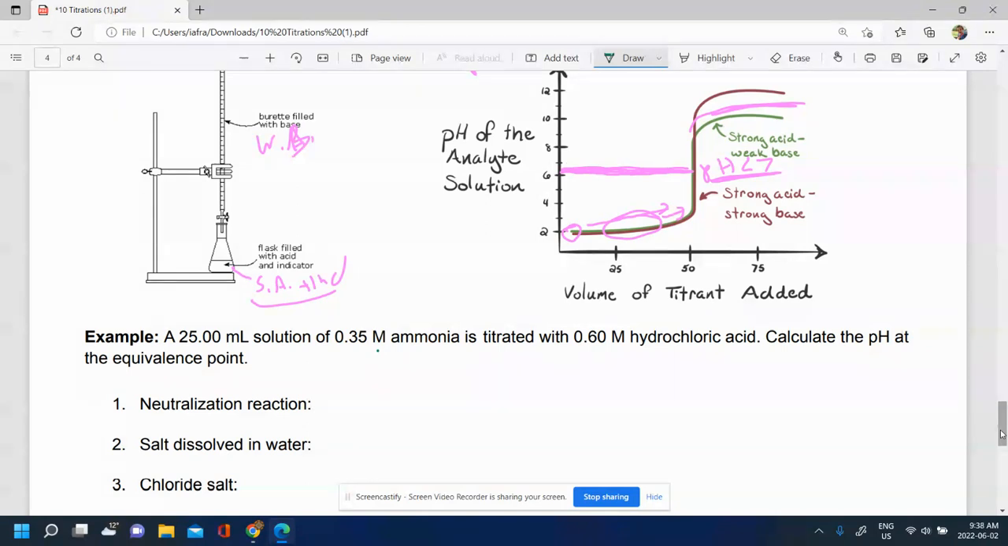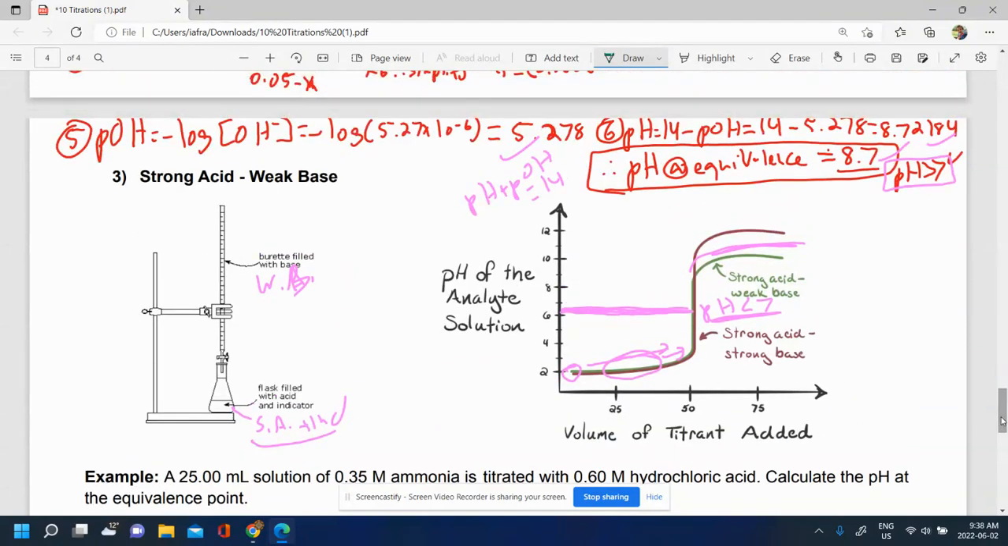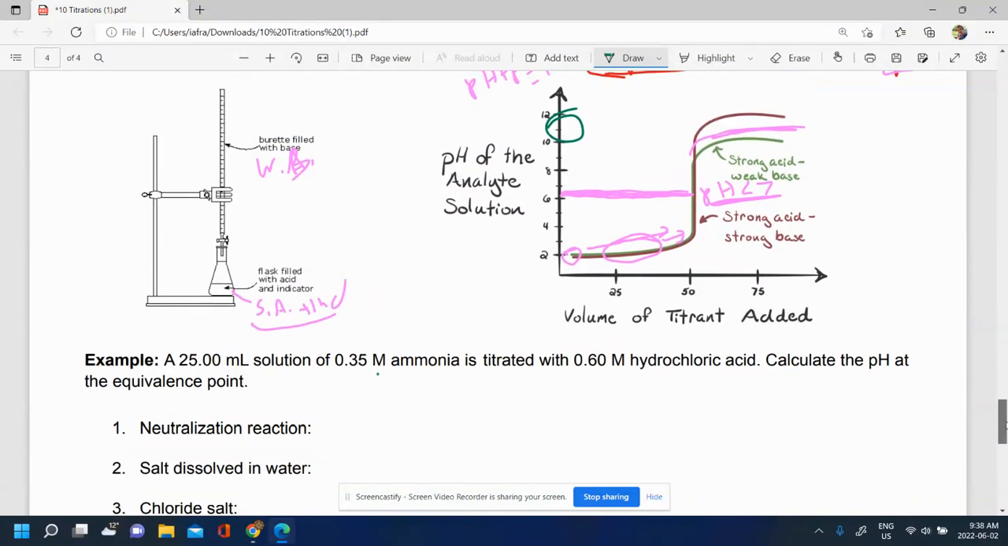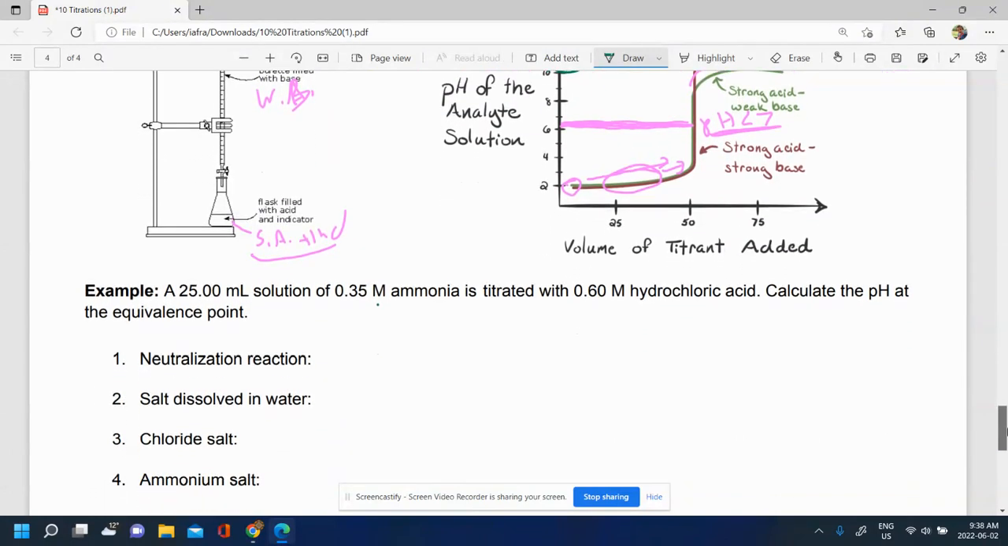In that situation, if your weak base is in the flask, your titration curve will look a little bit different. It'll kind of be flipped. You'll have your pH starting off at the top here, closer to a pH above 7, so maybe somewhere around here. And then it'll slowly start to decrease until you get to more acidic pHs because you're adding acid. So you can titrate that way as well. You don't always have to have the acid in the flask.